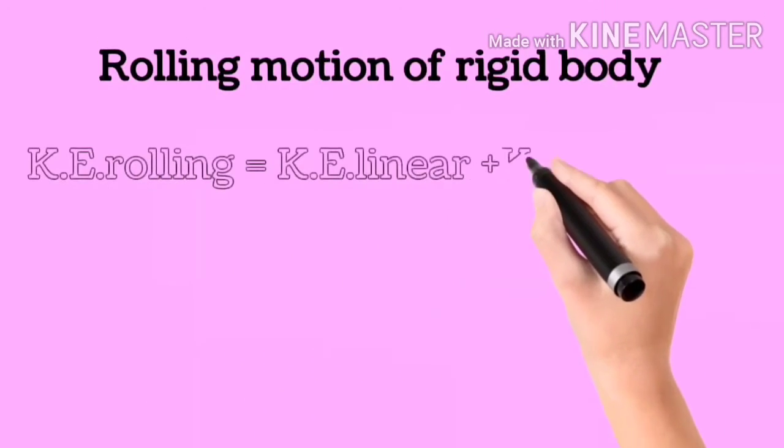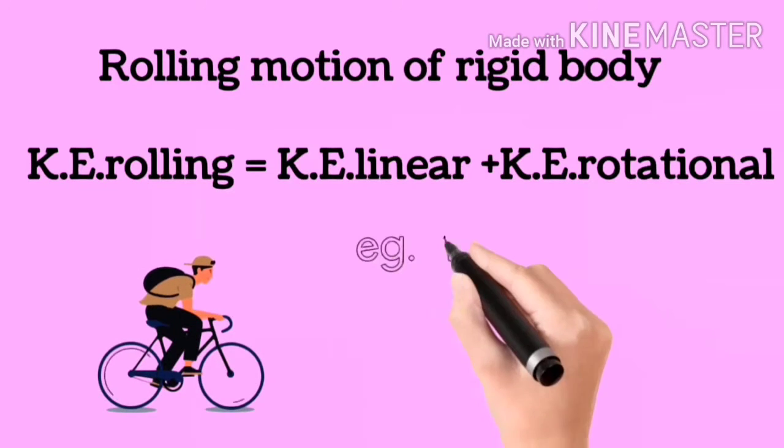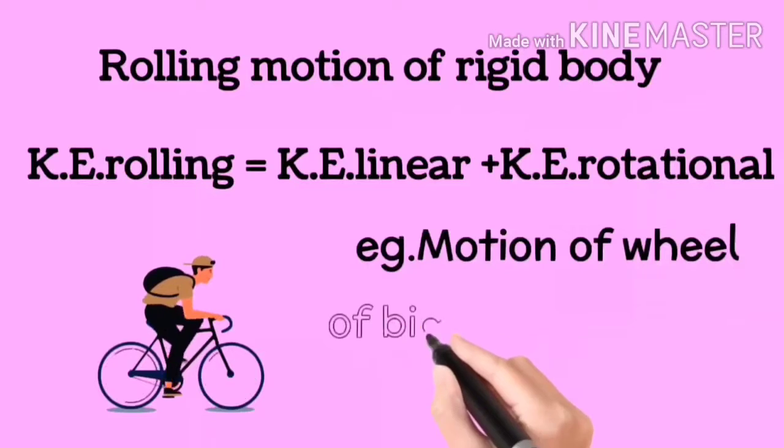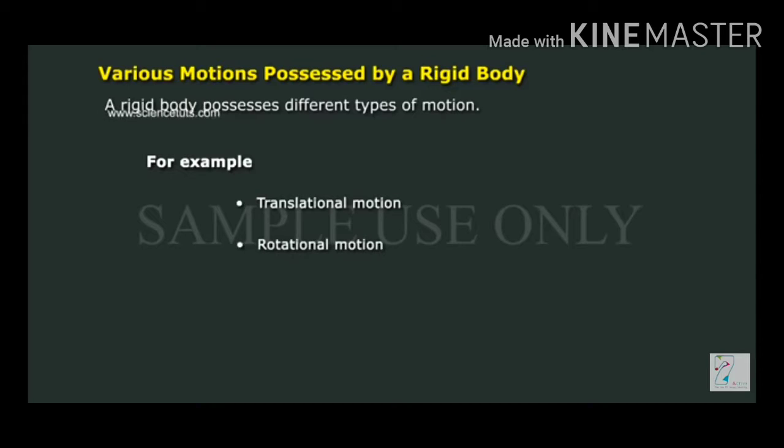Motion of a rigid body: kinetic energy in rolling motion is equal to kinetic energy in linear motion plus kinetic energy in rotational motion. See the example of the wheel. Rolling motion is a combination of translational and rotational motion.